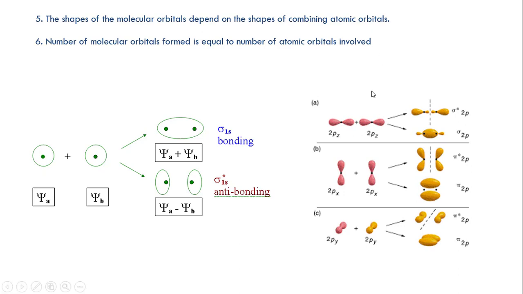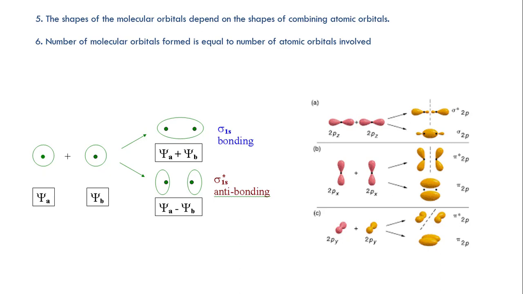Here, if we see the p orbital, when the p orbital combination is taking place, the p orbital has a dumbbell shape, and for the pz it is a horizontal overlapping. When the horizontal overlapping takes place, two atomic orbitals are involved, and a bonding molecular orbital and an anti-bonding molecular orbital are forming. The bonding molecular orbital is represented with sigma, and the anti-bonding molecular orbital is represented with sigma star.